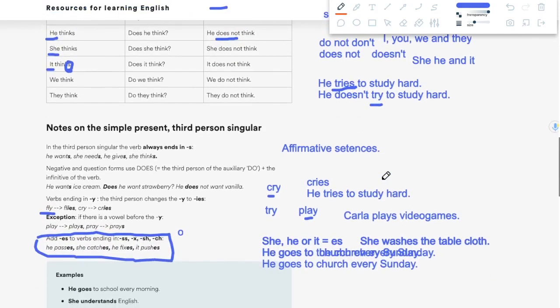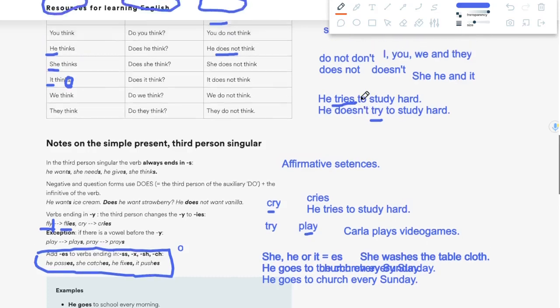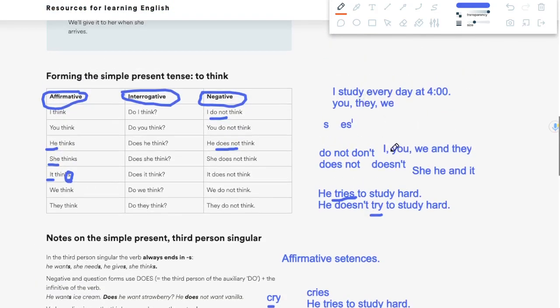So if we go to the rule over here, the verb is conjugated when we are making affirmative sentences, but when we are writing negative sentences, the verb should go back to its original form, or I would call it the infinitive, right? He doesn't try to study hard. So that's how we make the negative. We don't have to worry about the negative with I, you, we, they, because the verb doesn't change with them. But we must be careful when we are making an affirmative statement and we want to change it into the negative. And the same is true when we are asking a question here.